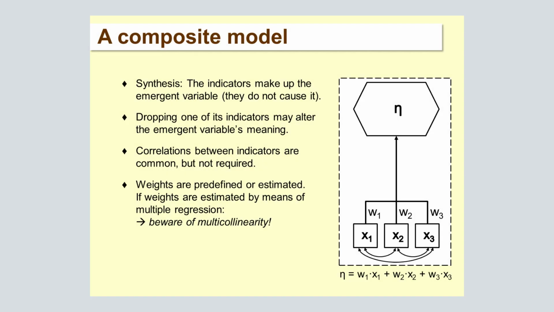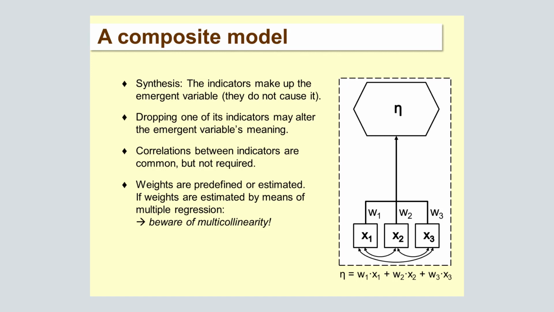The central place in a composite model is the emergent variable, here symbolized as a hexagon. In synthesis theory, a synthesis takes place. The indicators or observed variables make up the emergent variable. They do not cause it, but they make it up. This is important to know, that the relationship here between the indicators and the emergent variable is a material relationship of making up and not a causal relationship of influencing. Dropping one indicator could change the meaning of the emergent variable.